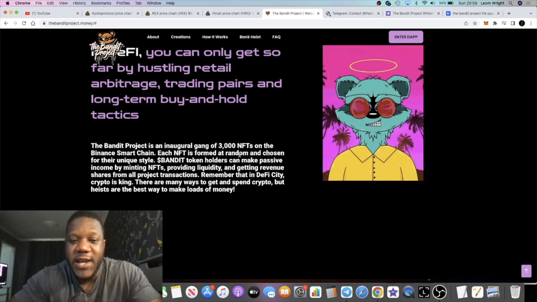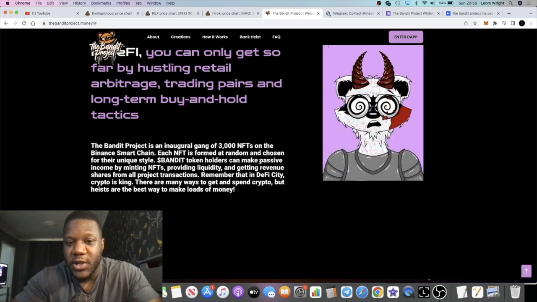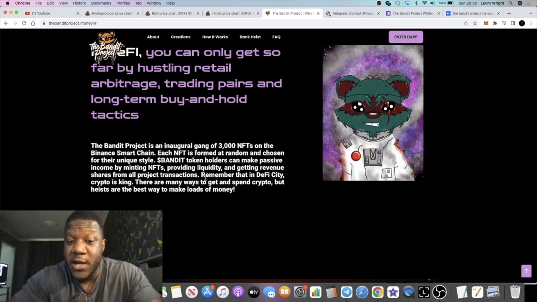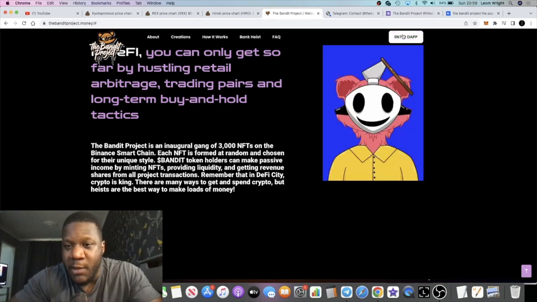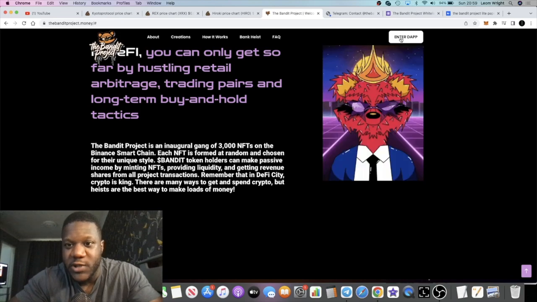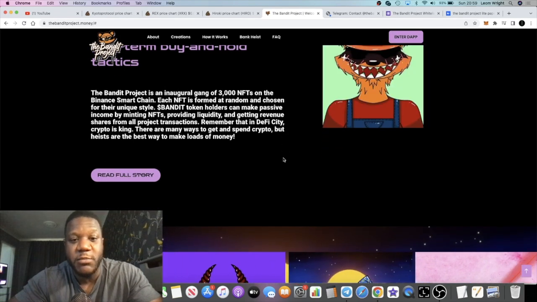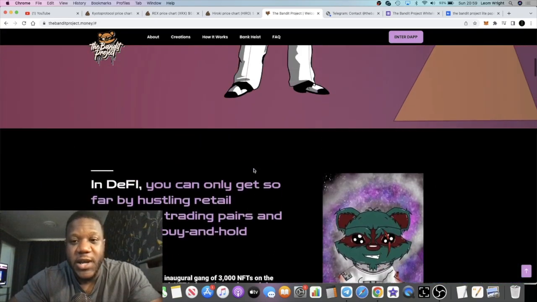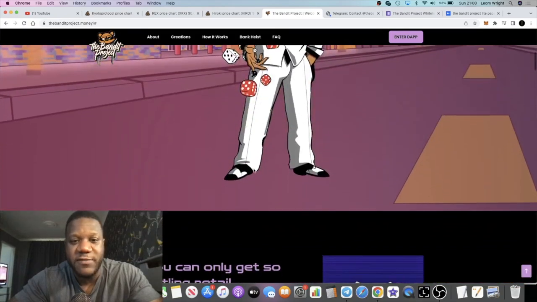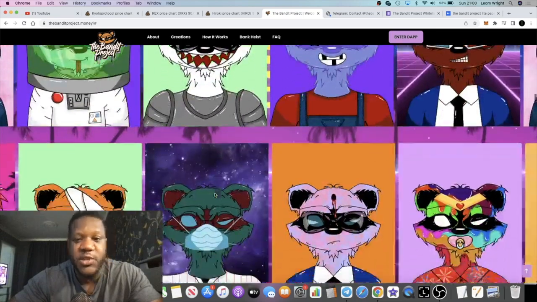So it is a gang of 3,000 NFTs on the Binance Smart Chain. They're random, okay? You can make your passive income by minting them. So they're obviously going to have the minting stage. The dApp is not ready, but you just click this button. It will take you to the app. Obviously, it's early days, so we will see more development on this website going forward. But I like the theme. Okay, it seems a bit fun. It seems like Grand Theft Auto-ish. The NFTs are looking pretty decent, but it's not all about the art.